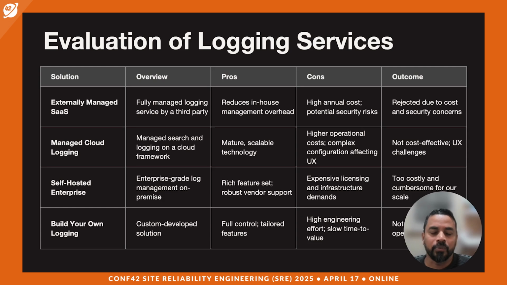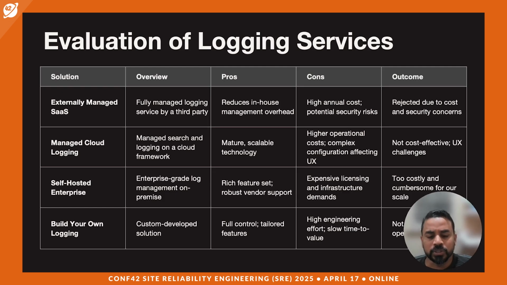Now let's examine our evaluation of all the other logging service options. In this slide, we'll compare several potential solutions side by side. So the first one was externally managed SaaS. Here we'll use a logging solution offered by a third-party service. Of course, the pros were it reduces in-house management overhead, but the con was a very high cost of operating it. And also, since we would be sending the entirety of our logs to a third-party service, there was a potential risk of exposing PII to them. So that's why the solution was rejected, both because of cost and security concern.